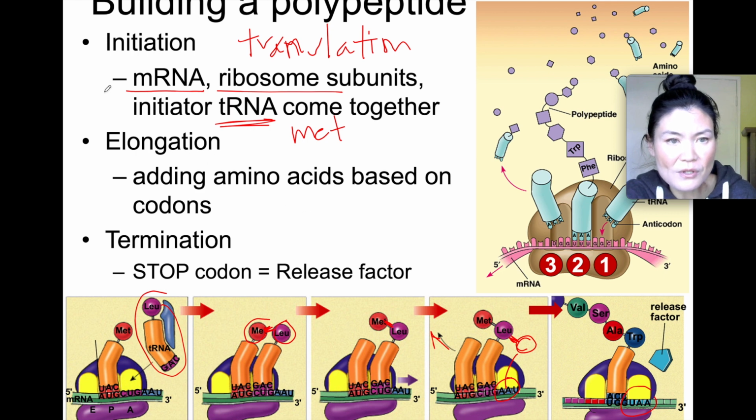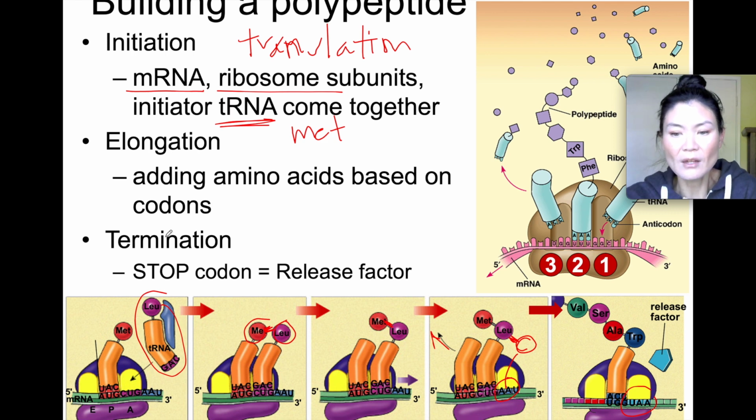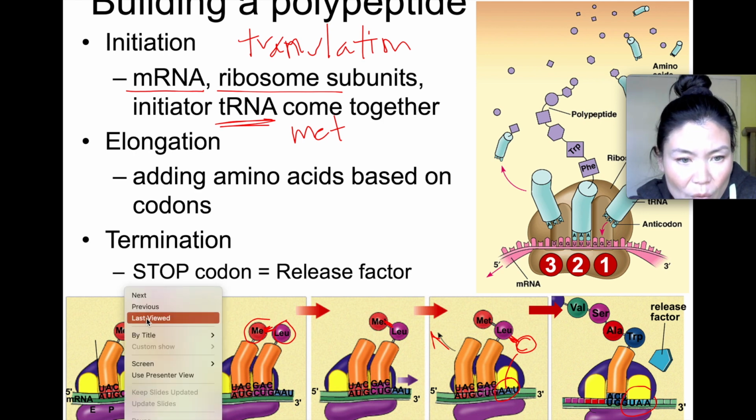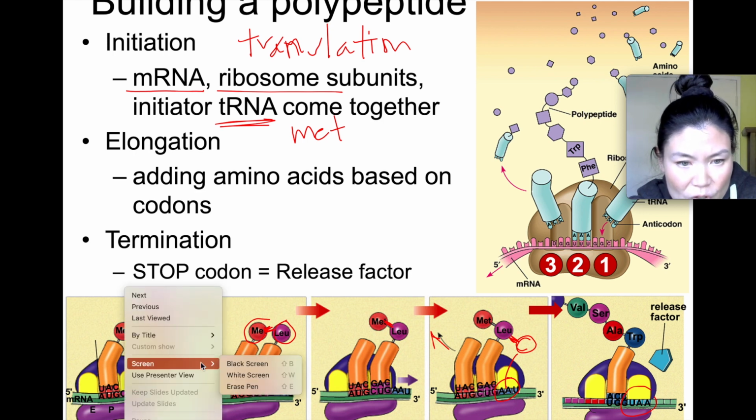So those are the 3 steps for translation: initiation, elongation, and termination. I'm going to go ahead and pull up a whiteboard and draw the whole steps of translation.